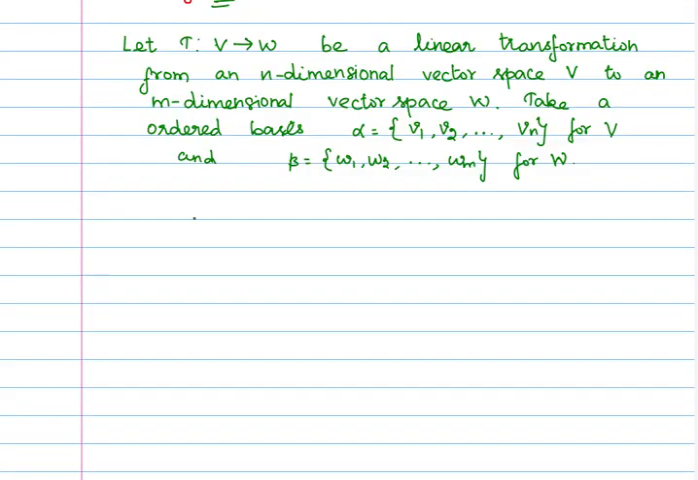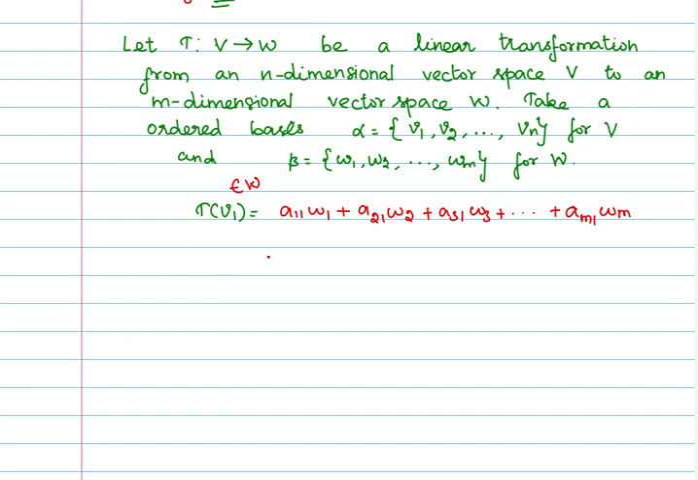Now T of v1 belongs to W, so I can represent it uniquely as a11 w1 plus a21 w2 plus a31 w3 and so on, up to am1 wm. Because beta is a basis of W and T(v1) belongs to W, I can uniquely represent this result.